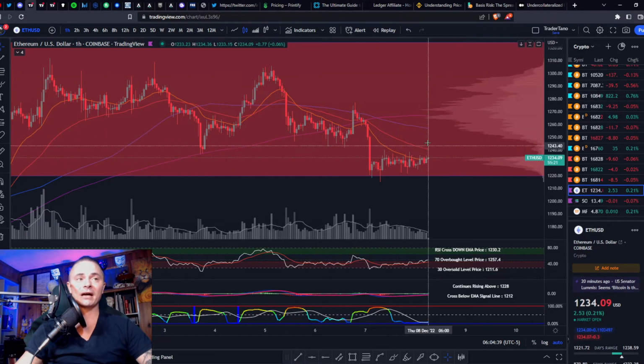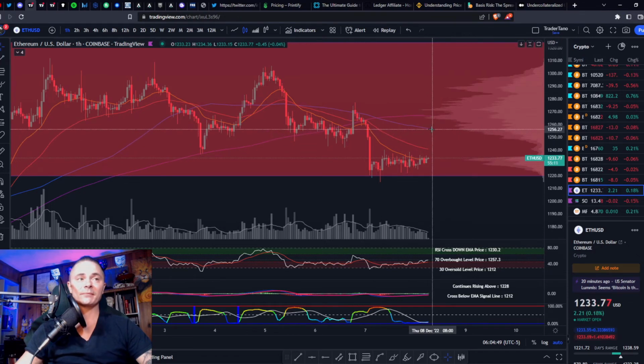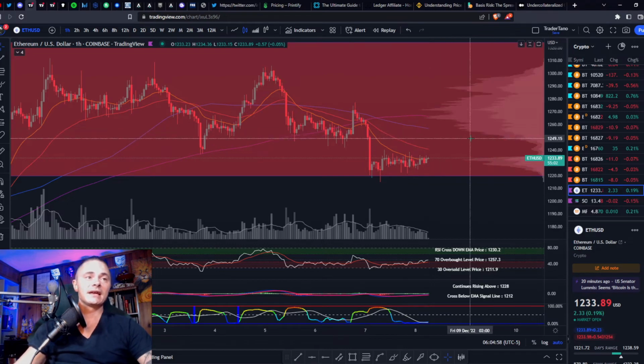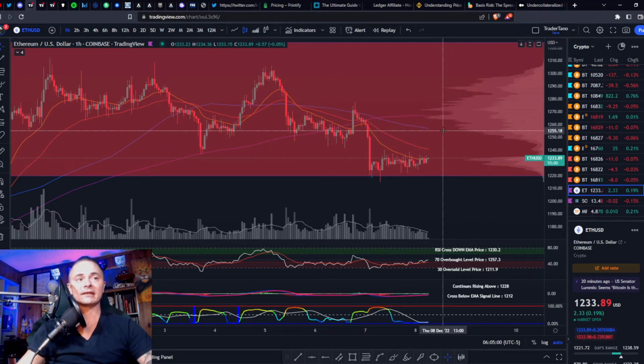I think we do get a bounce here. I'm 70-30 on a bounce. I'm still bearish, but I think we get a bounce, possibly up to this 100 at 1256, 1255, something like that. And then the question is, do we get rejected? You know what I mean?